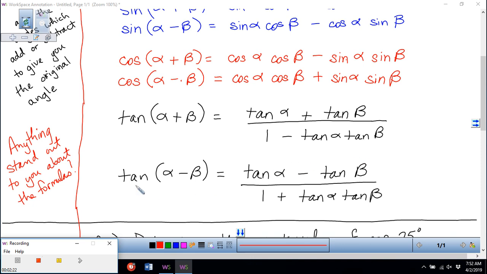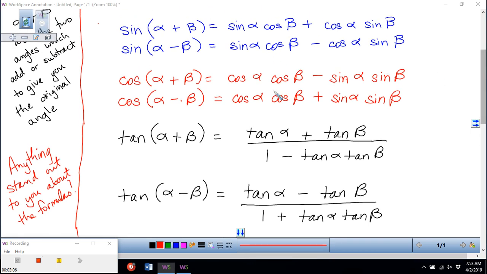And the second formula is similar to that. Tangent of alpha minus beta is equal to tangent of alpha minus tangent of beta divided by the quantity 1 plus tangent alpha tangent beta. Again, our signs in these formulas tend to follow the signs that we had in the sine formulas.